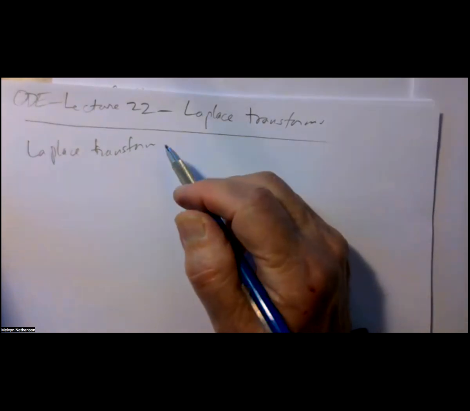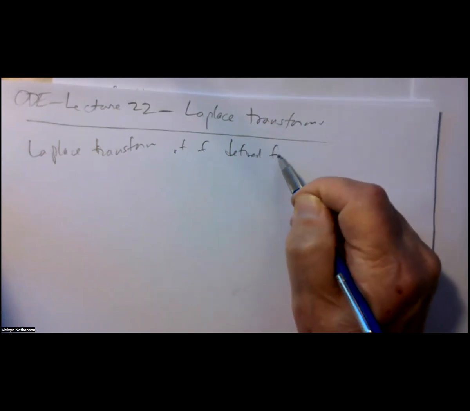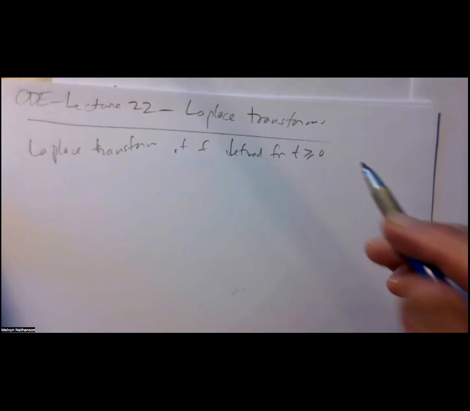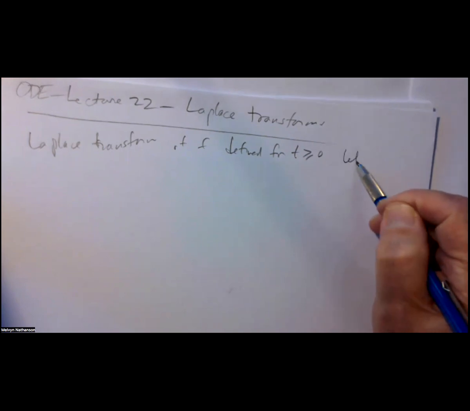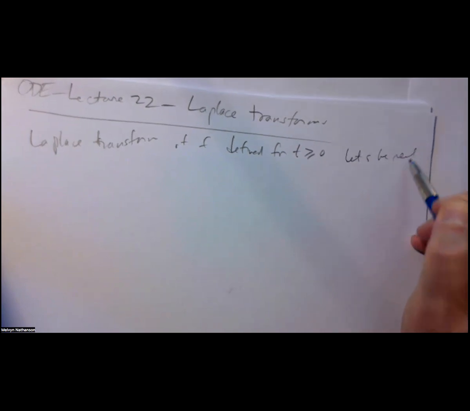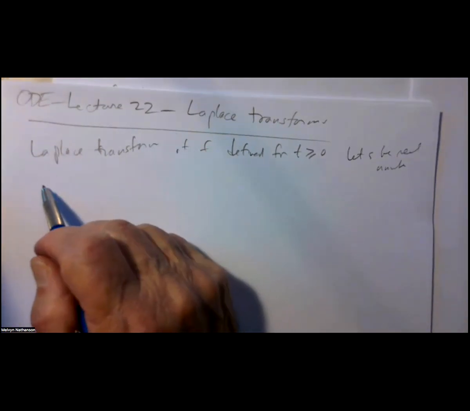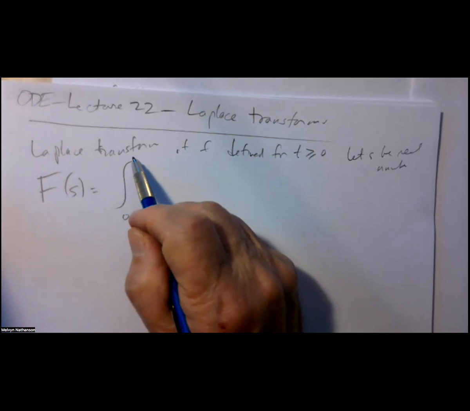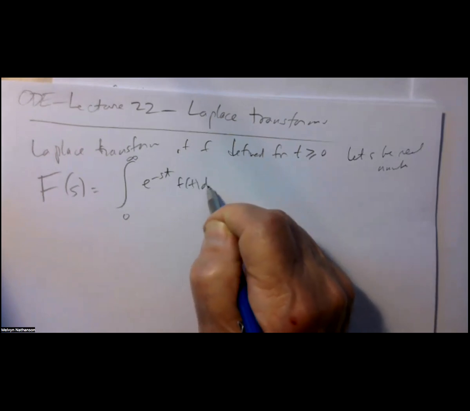But the Laplace transform of a function f, which is a function of t defined for t greater than or equal to 0. We don't see the values of the function f for negative t. So f is a function defined for t greater than or equal to 0. Let s be a real number. And then the Laplace transform of f is the function capital F of s, which is defined to be the integral from 0 to infinity, e to the minus st, f of t dt.